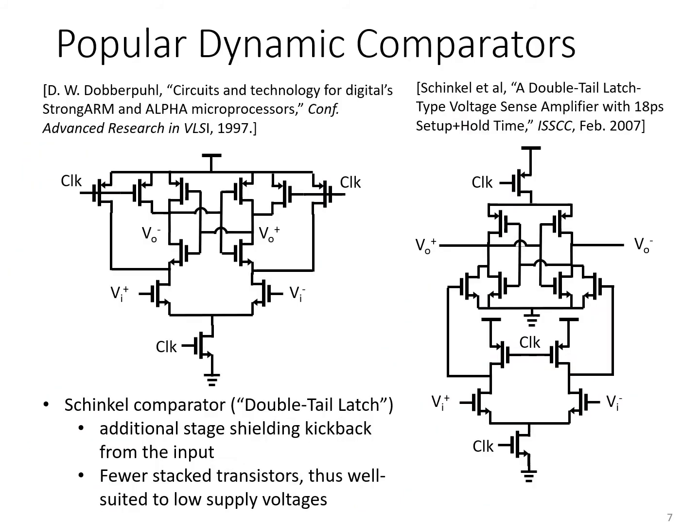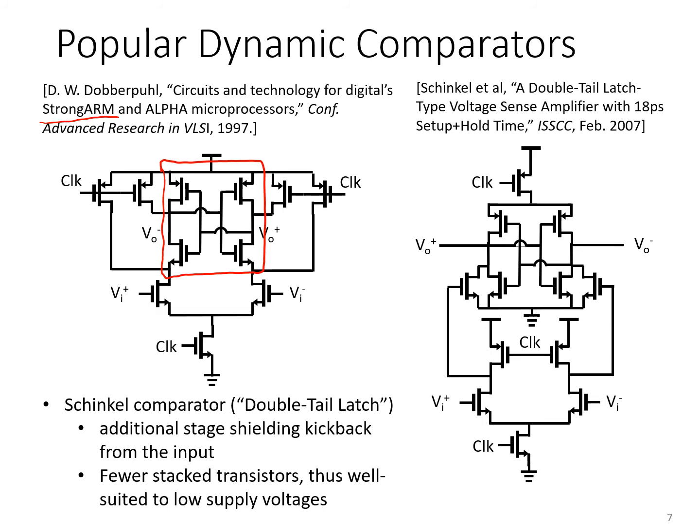Here are two examples of dynamic regenerative comparators that are popular in CMOS technology. They're both making use of the basic principles that we've described so far. On the left, we see the so-called strong arm latch, so named because of the microprocessor in which it was first applied. You'll notice here in red, I'm circling the regenerative positive feedback core, again consisting of two back-to-back inverters connected between the nodes VO plus and VO minus.